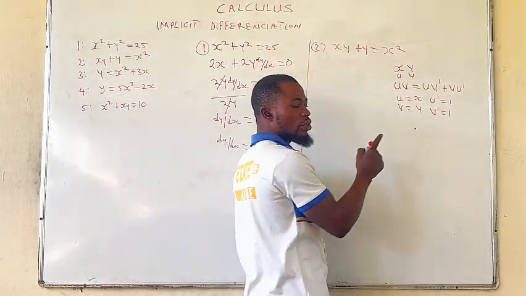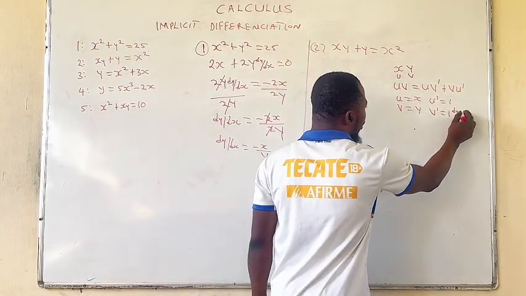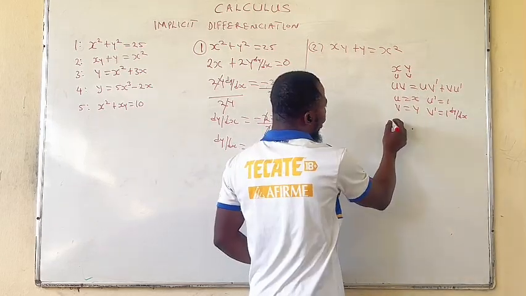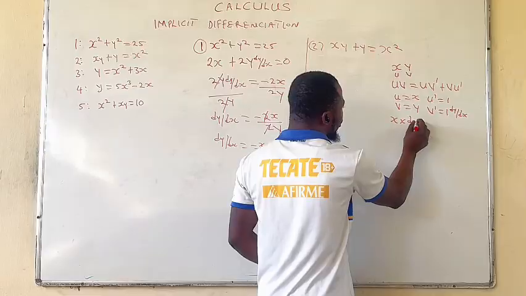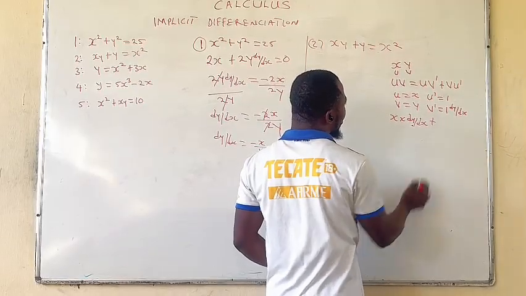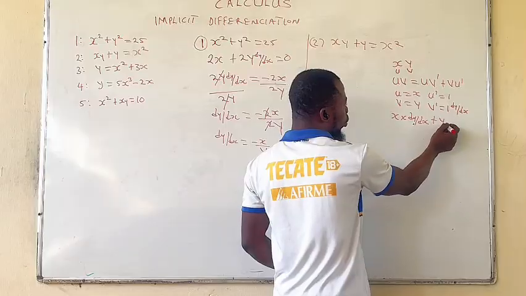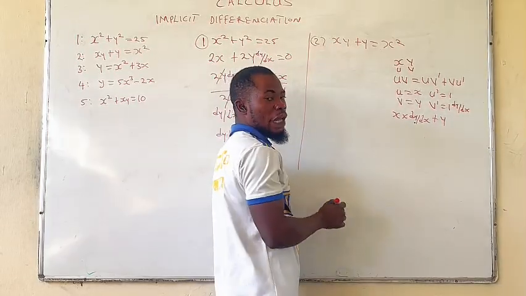Remember, we said that anywhere you differentiate y, you put dy. So we'll have dy/dx. So we'll have u, that is x, multiplied by our v prime, which is dy/dx, plus our v, which is y, multiplied by our u prime, which is 1, so we still have y. So this is the derivative of x multiplied by y.